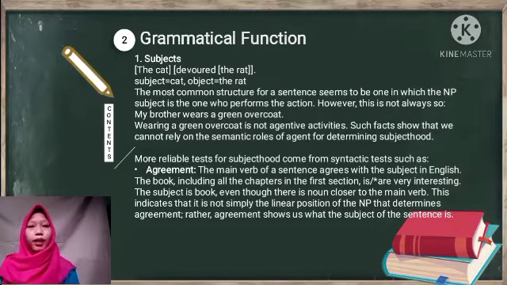More reliable tests for subjecthood come from syntactic tests such as, first, agreement. The main verb of a sentence agrees with the subject in English. For example, the book, including all the chapters in the first section, is very interesting. The subject is book even though there is a noun closer to the main verb. This indicates that it is not simply the linear position of the noun phrase that determines agreement. Rather, agreement shows us what the subject of the sentence is.